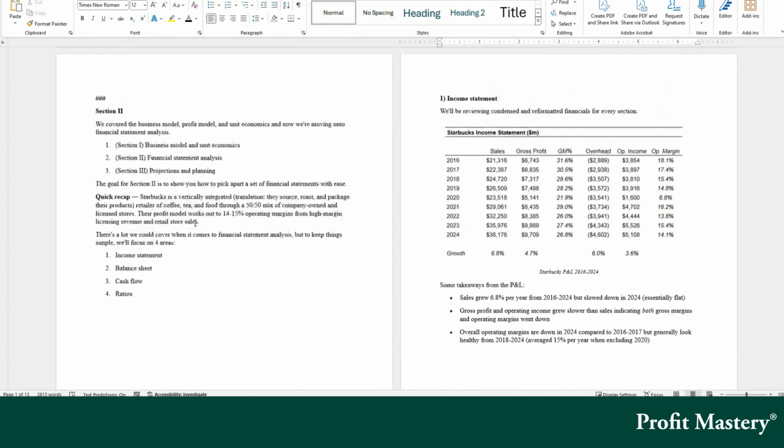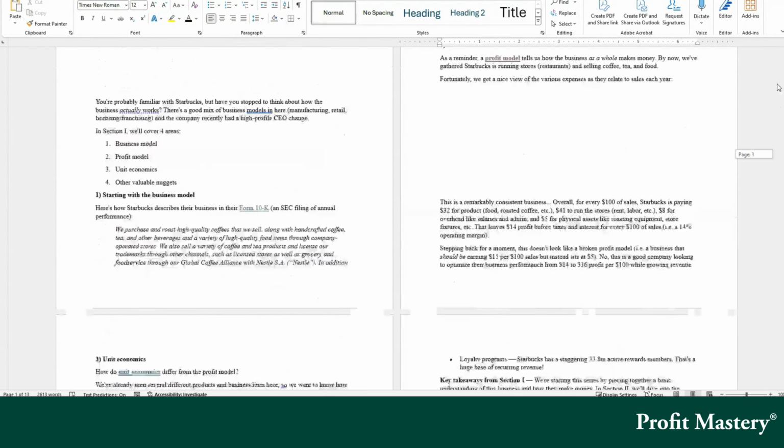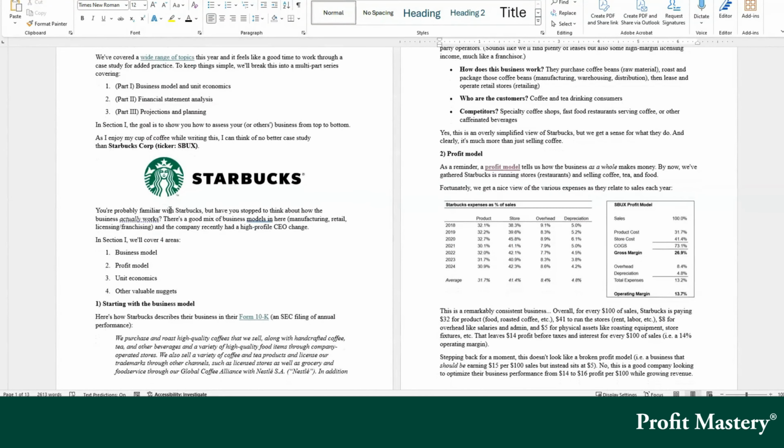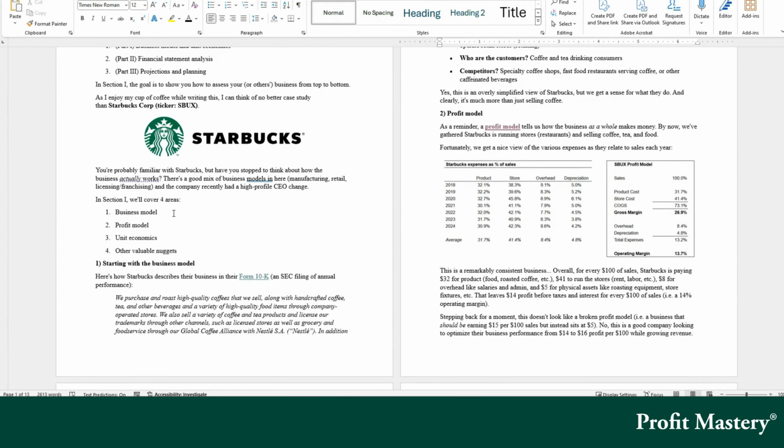So that's a quick overview of this case study, which again will be packaged up in a nice, neat PDF where everything is in one clean view.